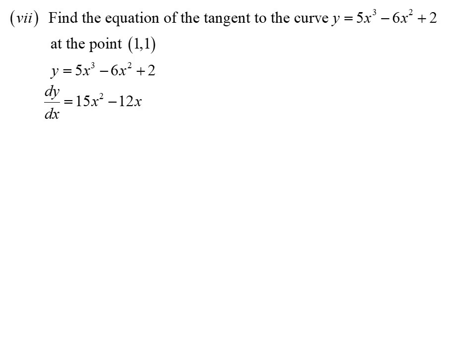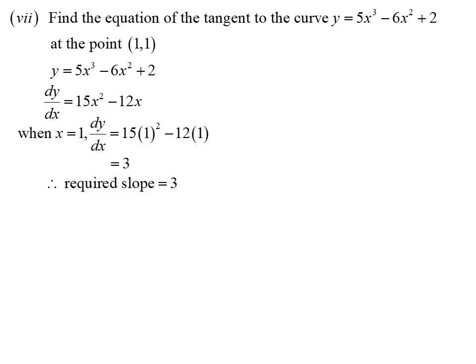Now we will substitute in the value we're investigating, when x equals 1, and we get 3. So I know the slope I want is 3. Point slope formula, and there it is. I've put it in general form, however you prefer to do it.